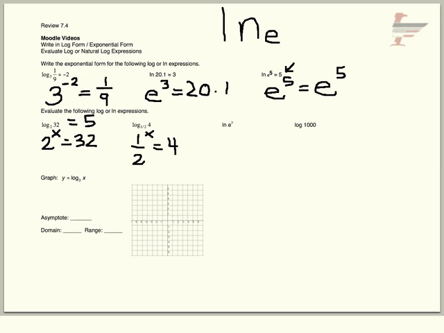Well, 1/2 squared is 1/4, so you're going to have to raise it to the negative second so that it reciprocals. And natural log has a base of e, so e to the what equals e to the 7, and that would obviously have to be 7. And log, remind yourself, has a base of 10, so 10 to the what equals 1,000, and that would be 3.